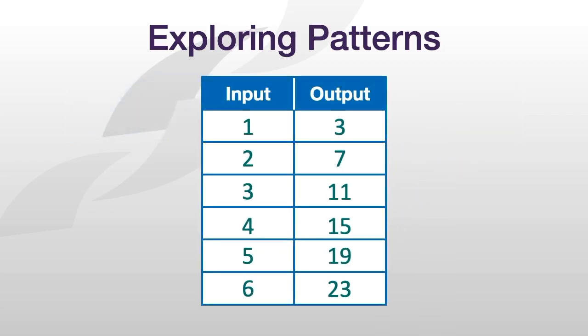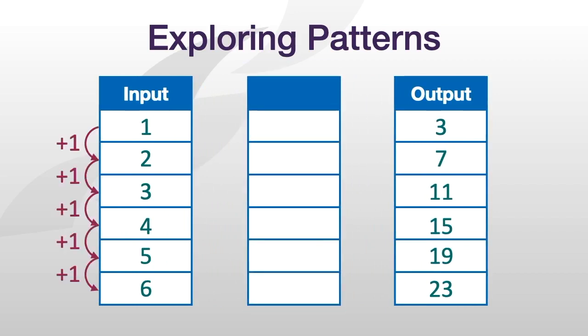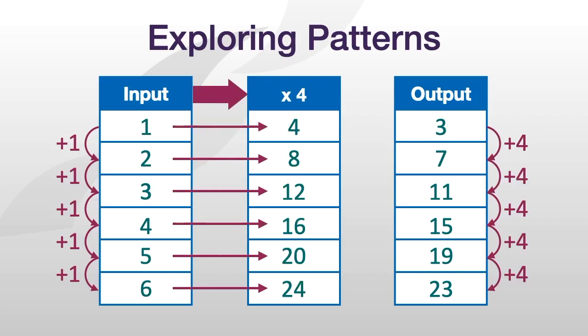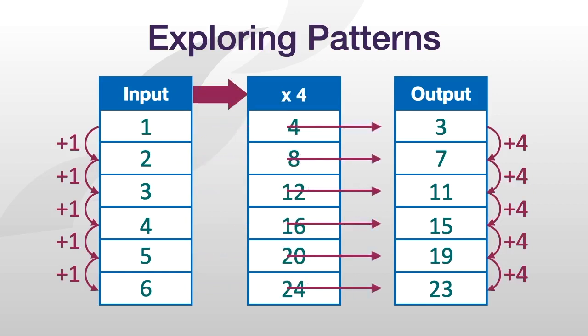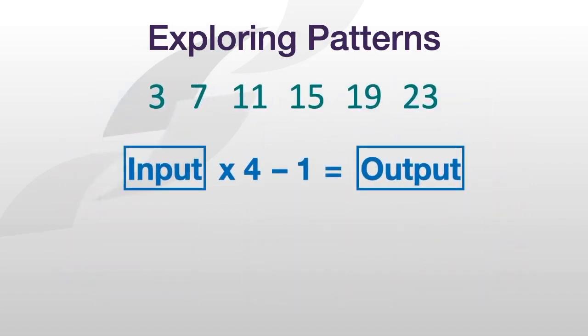To figure out the pattern rule, let's look for relationships between the input and the output. We've noticed that every time the input increases by 1, the output increases by 4. We also noticed that we could turn the repeated addition of 4 into multiplying by 4. To complete the pattern rule, we need to figure out how to go from this middle column to the output values. You may notice that it is by subtracting 1. So our pattern rule is to multiply the input by 4, then subtract 1.